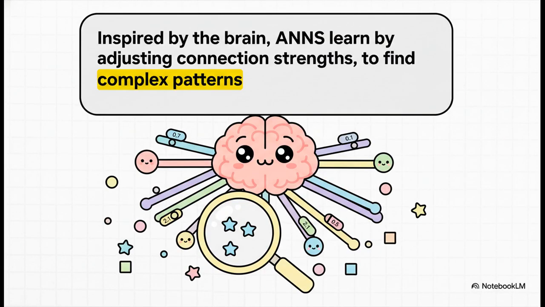So, if we're going to sum it all up in one sentence, it's this. Inspired by our own biology, artificial neural networks are systems that learn by constantly tweaking their internal connection strengths, their weights, to get incredibly good at finding hidden patterns in massive amounts of data.